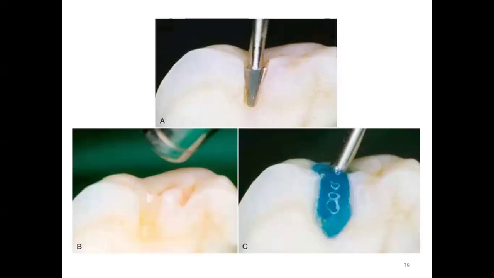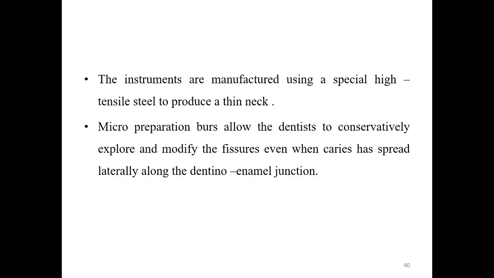This is how fissurotomy burs look. They create a depth into the tooth surface, after which the restoration is done. The instruments are manufactured using high-speed tensile steel to produce a thin neck. Micropreparation burs allow the dentist to conservatively explore and modify the fissures even when caries has spread laterally along the dentino-enamel junction. So this is the main advantage of these burs.